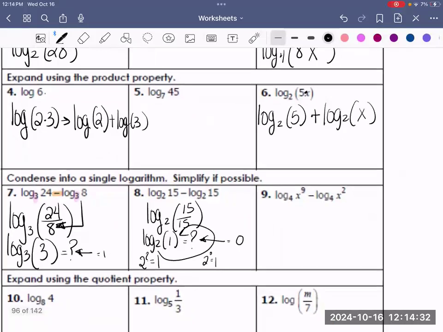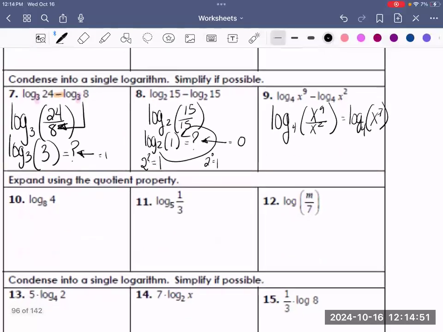Let's try it one more time here with number 9. We got log base 4. There is subtraction, so we'll divide. So we're left with log base 4 of x to the 7th. And that's as simplified as we can go.